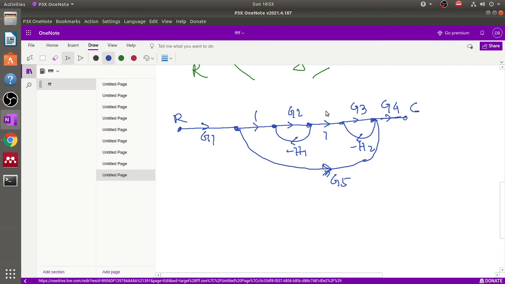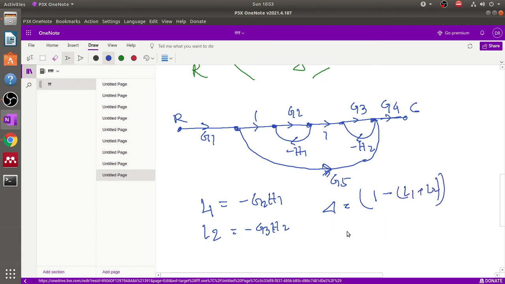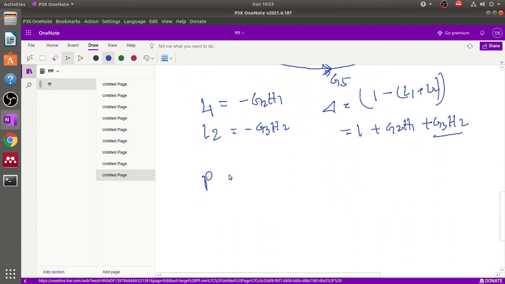So now what will we do first? We'll first find the non-touching loops. L1 loop gain is minus G2 into H1. Then L2 equals minus G3 into H2, right? Now what is the value of delta? 1 minus L1 plus L2. Now putting this value, we get 1 plus G2 into H1 plus G3 into H2, right? Now what is the forward path? First, what is the P1?